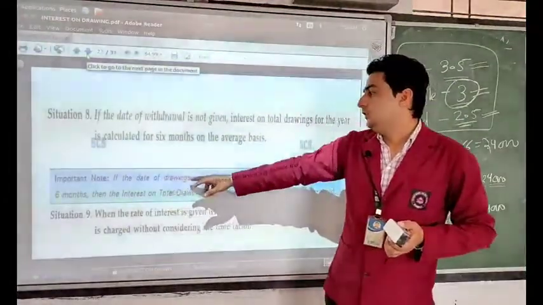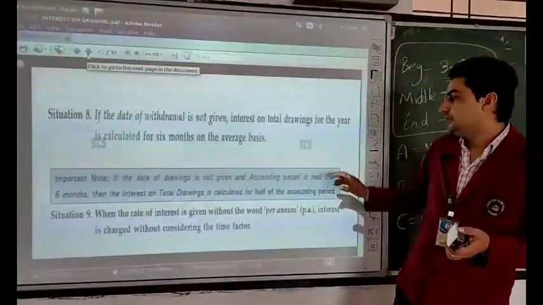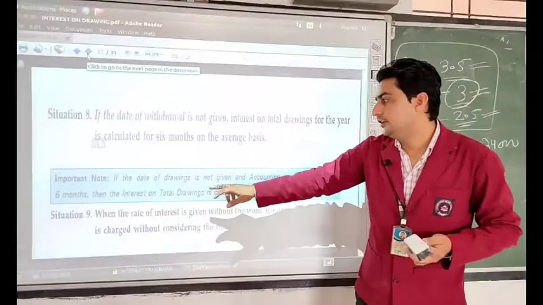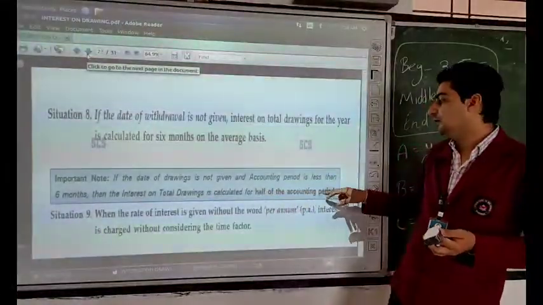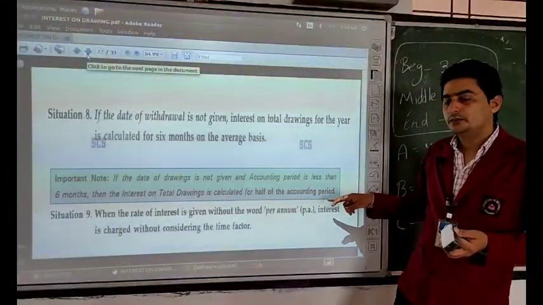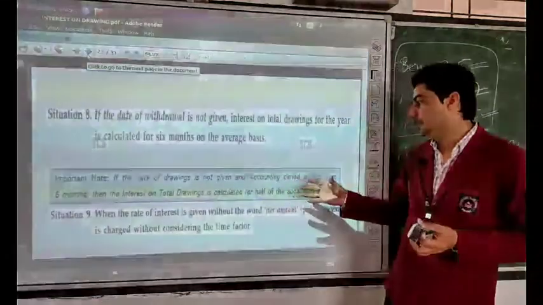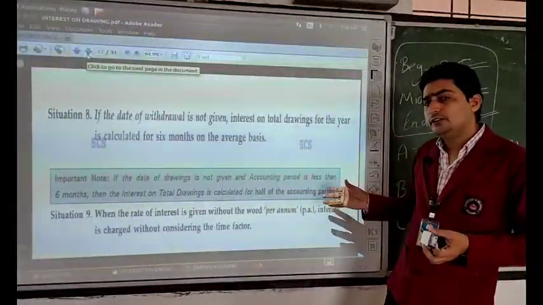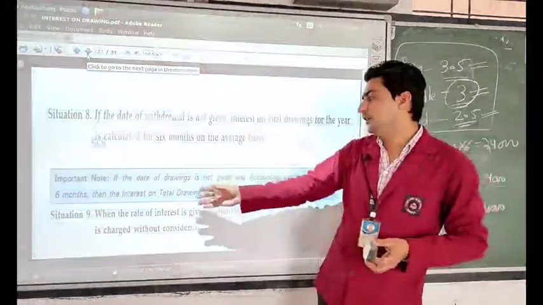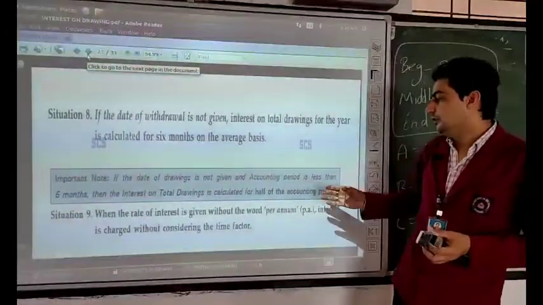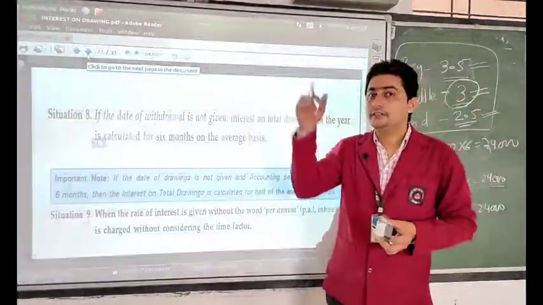Important note: if the date of drawing is not given and the accounting period is less than 6 months, then the interest on total drawing is calculated for half of the accounting period. So if the date is not given and the accounting period is less than 6 months, we will calculate interest on drawing on the basis of half the accounting period.